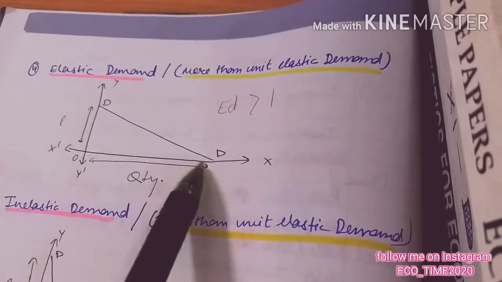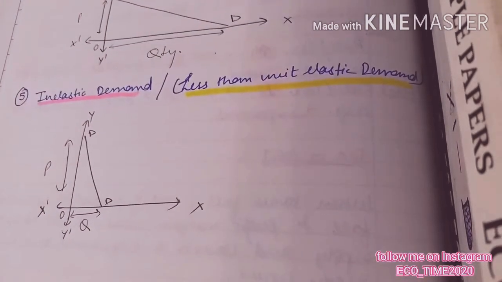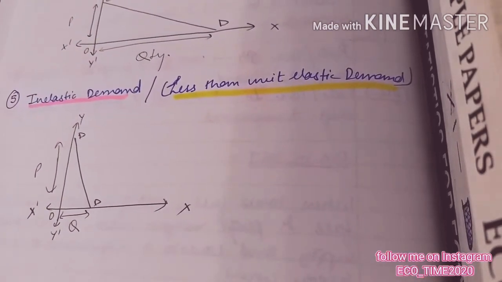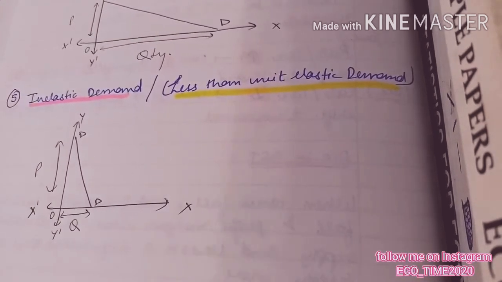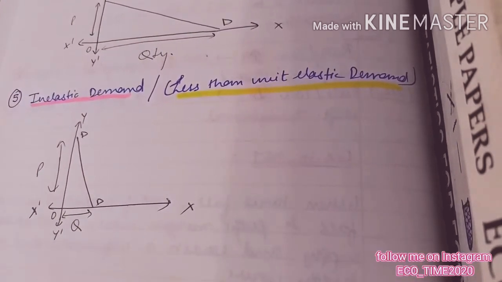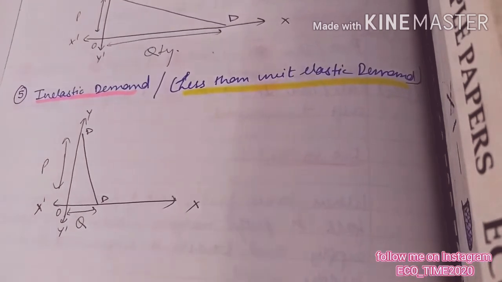So this is the diagram for elastic demand. Let's move on to inelastic demand or less than unit elastic demand. When percentage change in quantity demanded is less than percentage change in price, then the demand for such commodity is said to be less than unit elastic demand or inelastic demand.